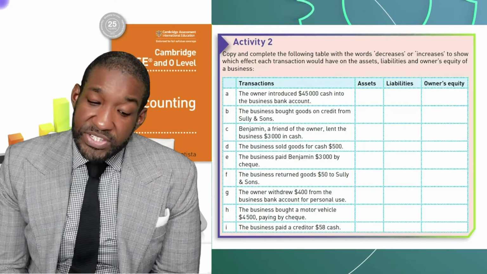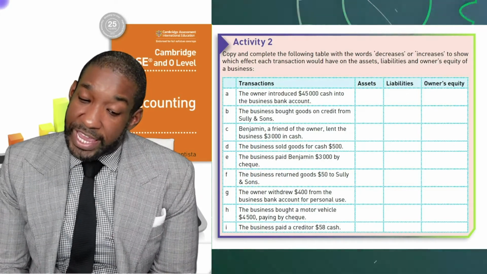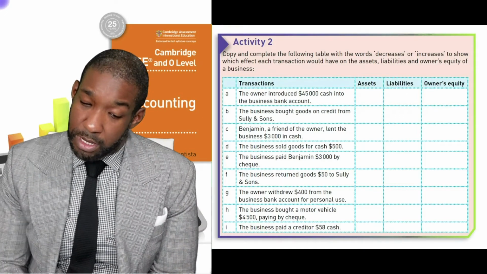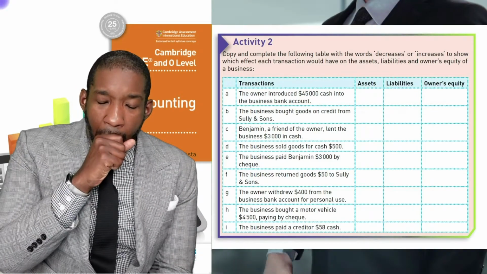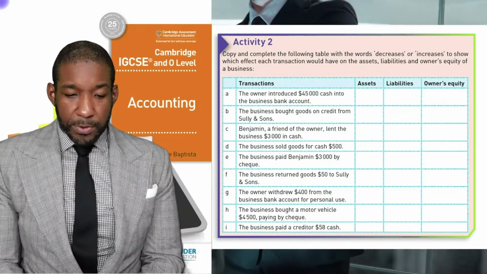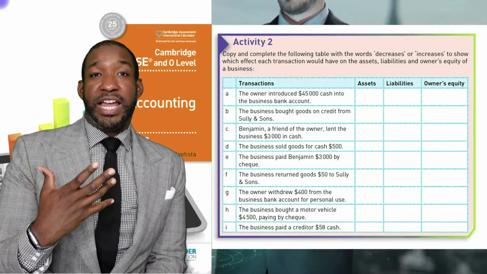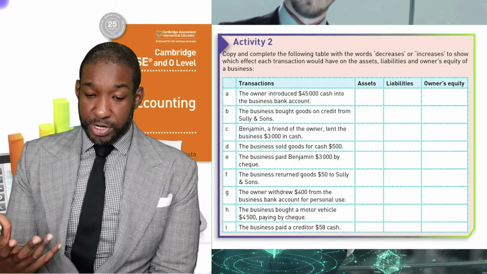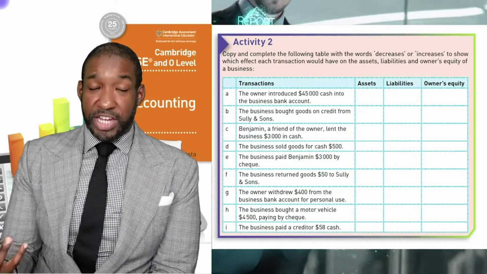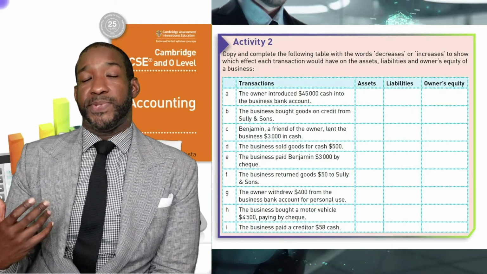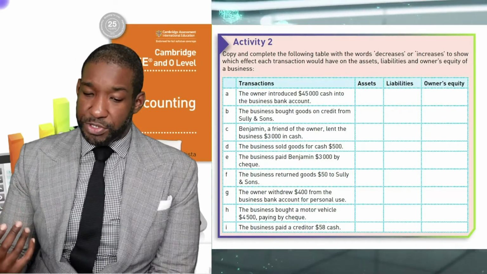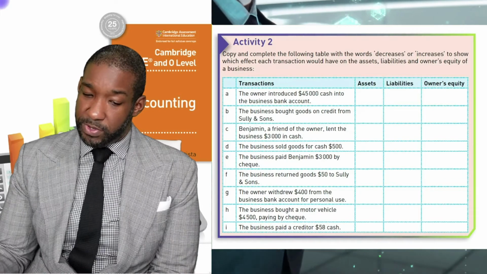Letter D, the business sold goods for cash, $500. So, goods are now decreased by $500, and cash will now increase by $500. So is that asset, liability, or equity?